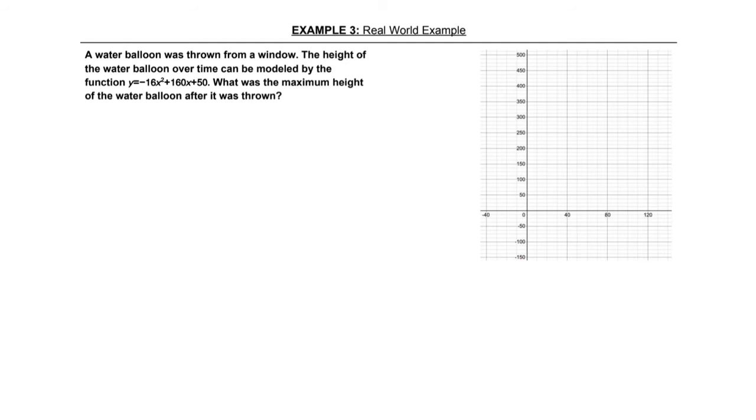All right, the last example for this section is focusing on standard form again, but using a real world example. Essentially we're going to solve the same way, but we're going to have a question at the end that we need to answer. It says a water balloon was thrown from a window. The height of the water balloon over time can be modeled by the function negative 16x squared plus 160x plus 50. What is the maximum height of the water balloon after it was thrown?